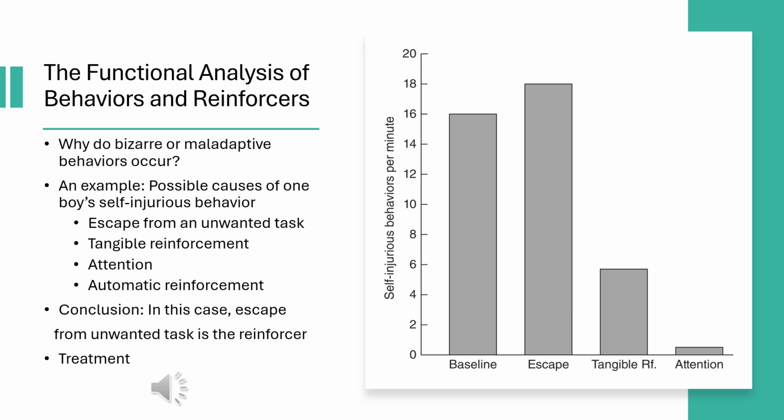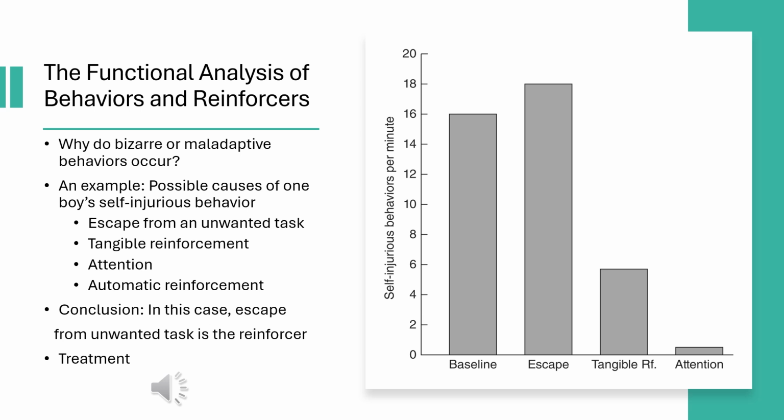But in this case with the boy and the SIBs, after analyzing the triggers and consequences, the functional analysis suggests that the boy's self-injurious behavior is reinforced by escaping from an unwanted task, meaning that the boy engages in self-injury because the task or demand is removed, which is reinforcing the behavior.